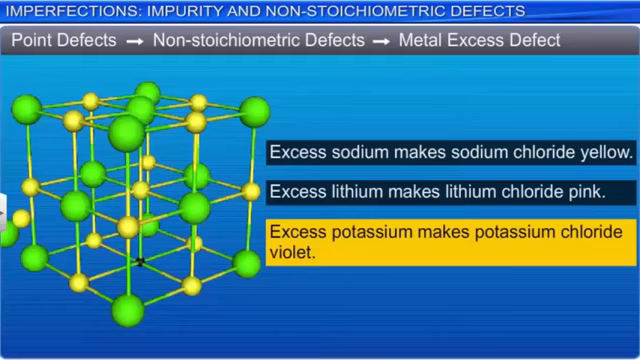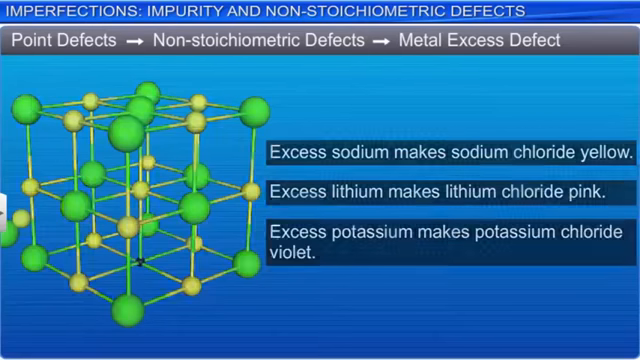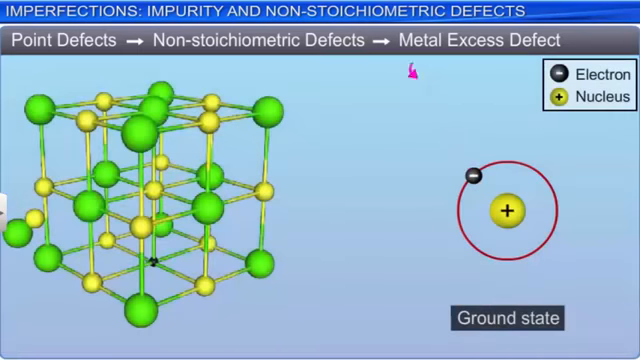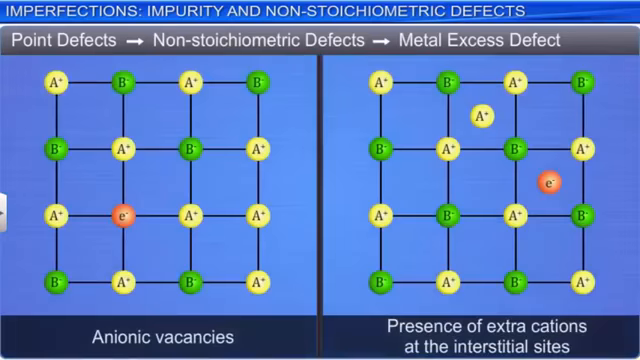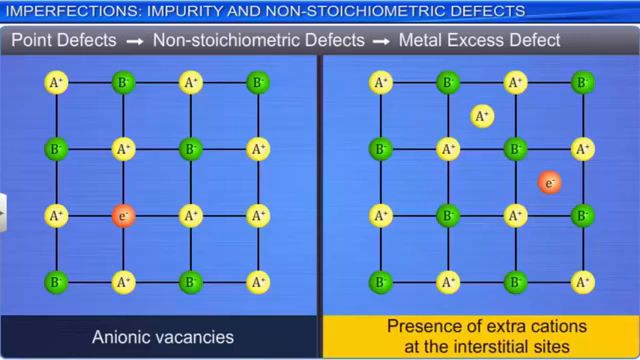The reason for this phenomenon is the excitation of the electrons present at the anionic sites of the crystal when they absorb energy from the visible light falling on it. Now let's see how a metal excess defect arises due to the presence of extra cations at the interstitial sites, with zinc oxide as an example.